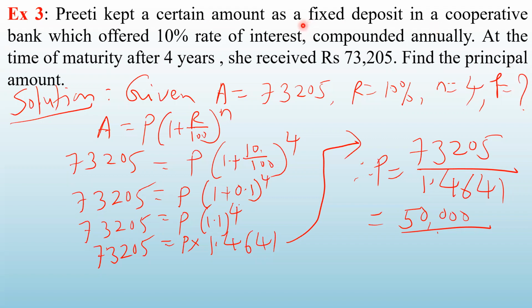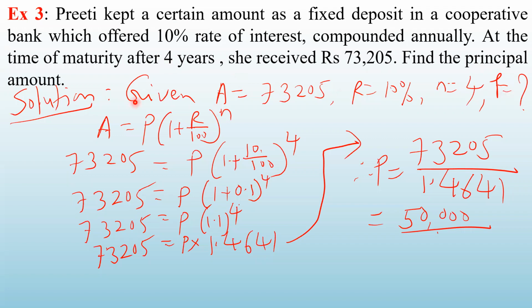She has kept a certain amount in the bank. That amount you have to calculate. How much amount did she receive? This much amount after 4 years. So this is A. This is the value of A. So A is equal to 73,205. R is 10%, means R is 10 and N is 4. And you have to find out the value of P.